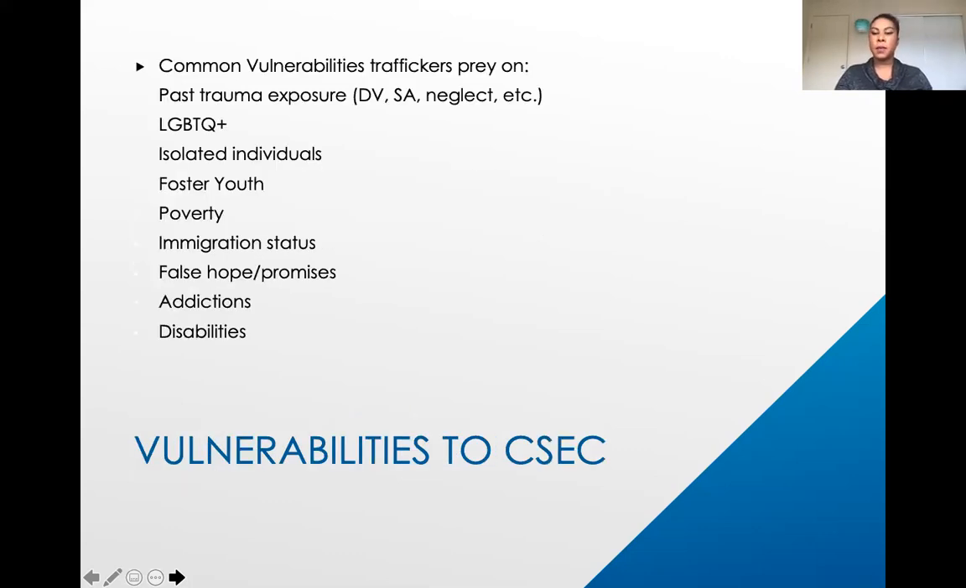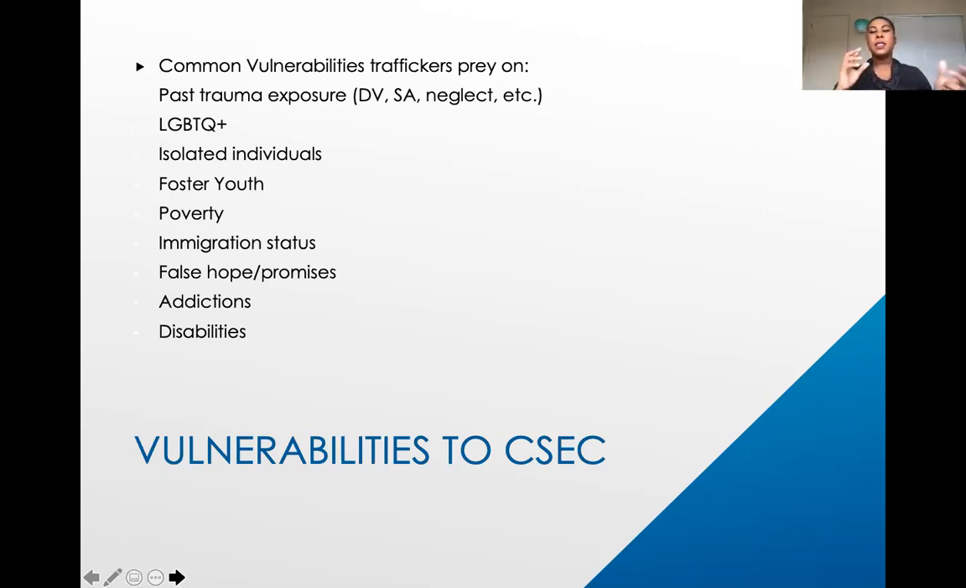And so, vulnerabilities to CSEC. We alluded to some of these, but it's important to know that while anybody can be a survivor of CSEC, certain vulnerabilities are things that traffickers prey upon. And one of the biggest ones is past trauma exposure. So past domestic violence, past sexual assault, past neglect.